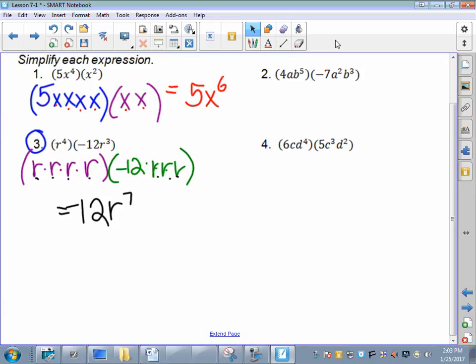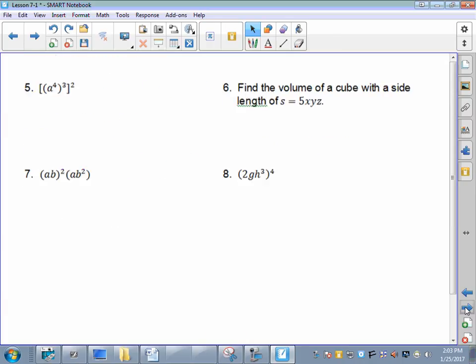Let's skip 2 and 4 for now. I'm going to skip 5. 5 is a bit busy. Number 7, though, is a good one. I've got (ab) squared and a b squared. Those are not the same thing, right? It's all about where those parentheses are.